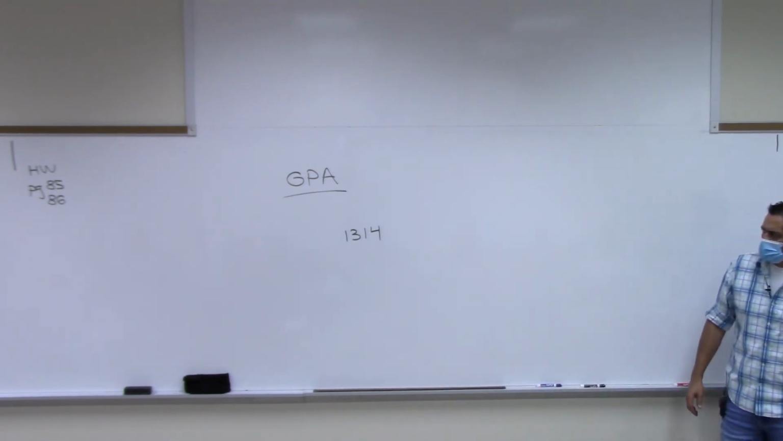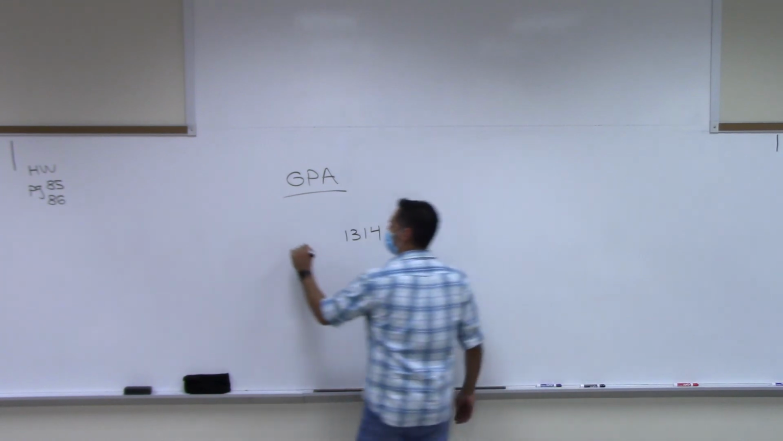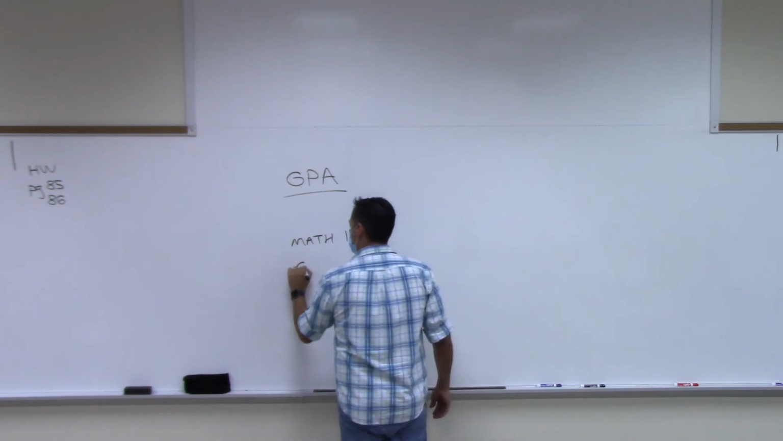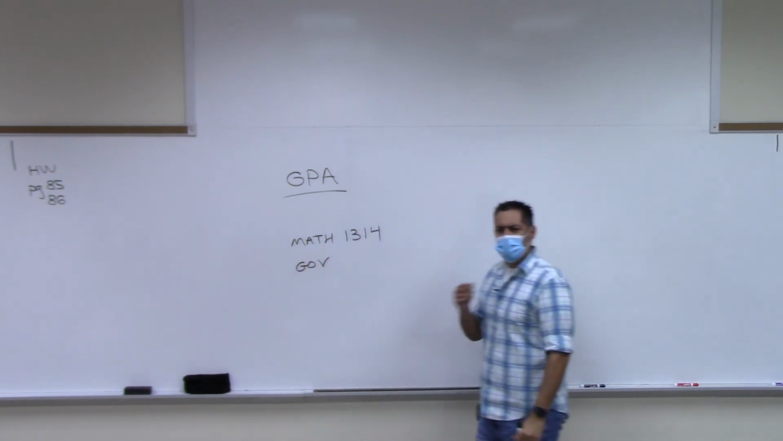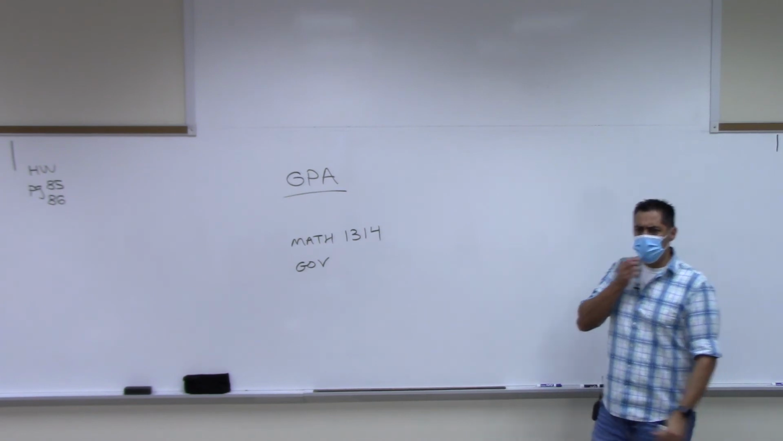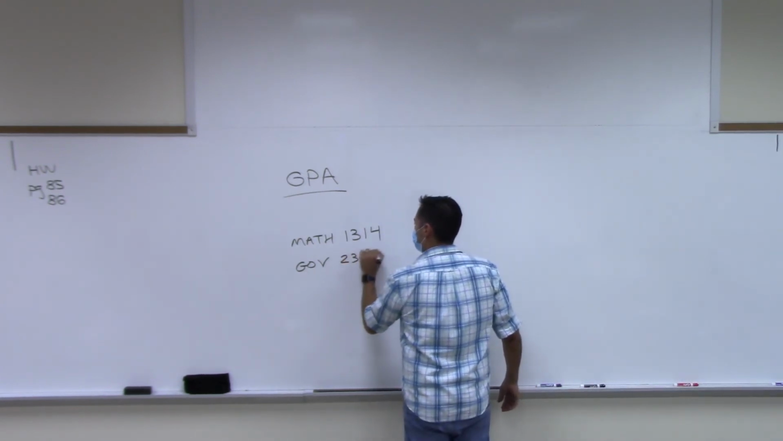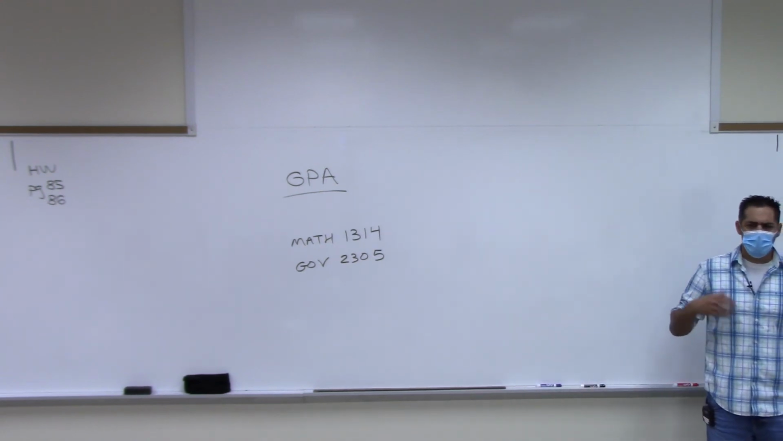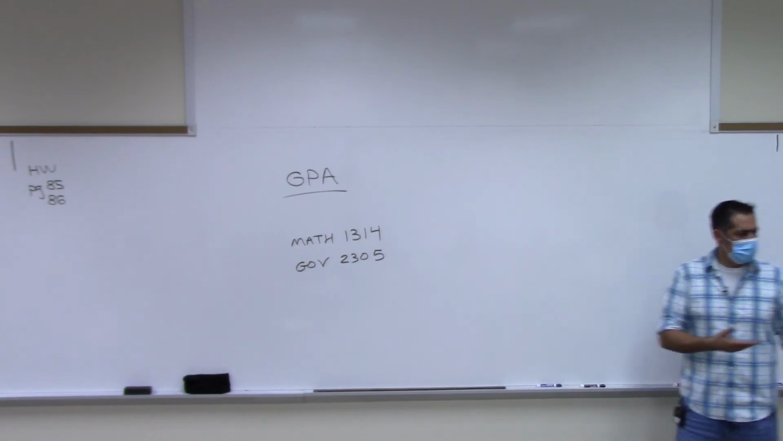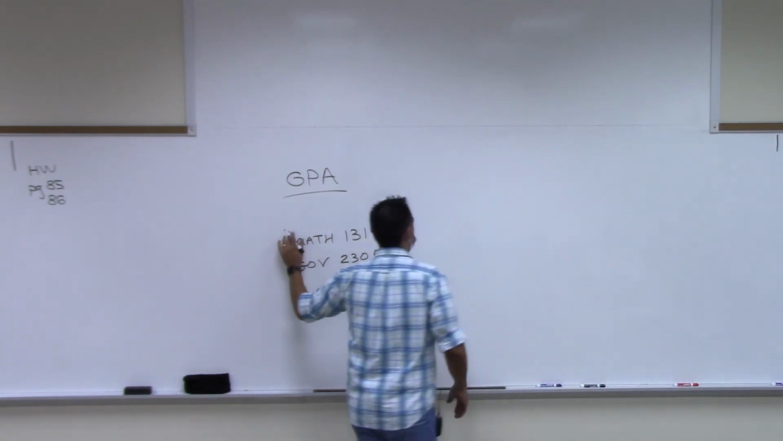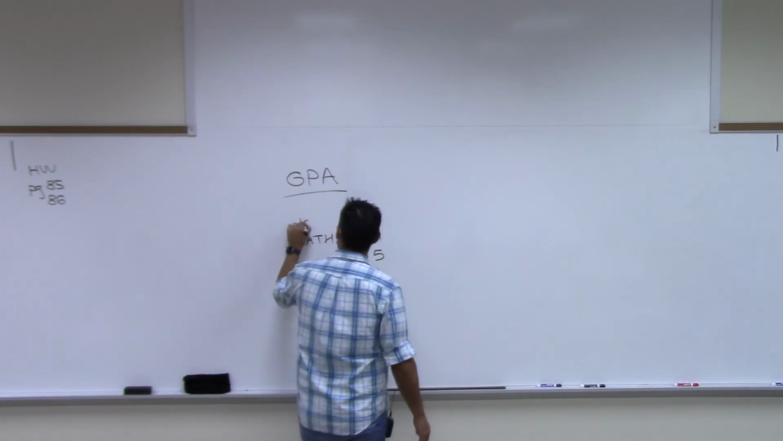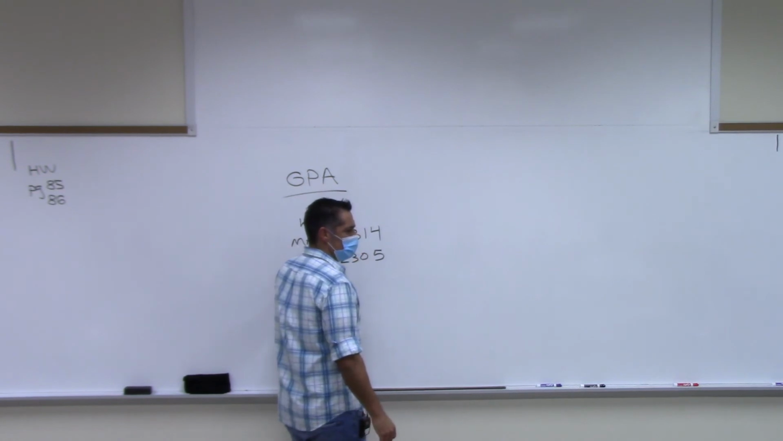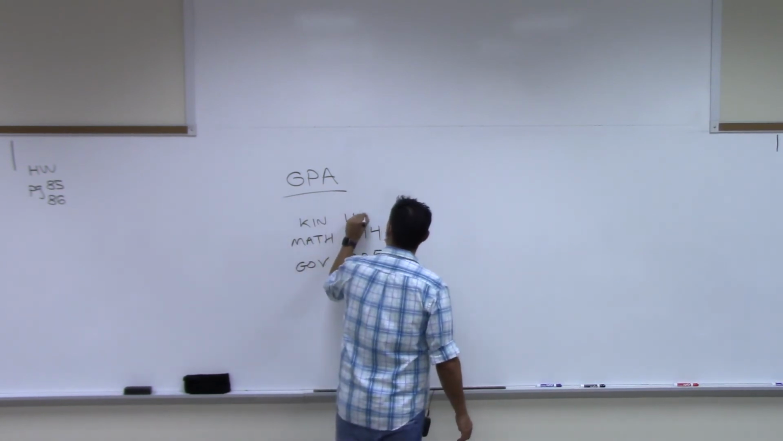Does somebody want to tell me another class they're taking? You're taking government? Do you know what the number is? 2305. Okay. Anyone taking like a physical education or weightlifting or something? Weight training. So I guess that falls under what? Kinesiology. What do they do? KIN or something? KNE, I think. Okay, and do you know the number of it? I think it's 1112. That seems right.